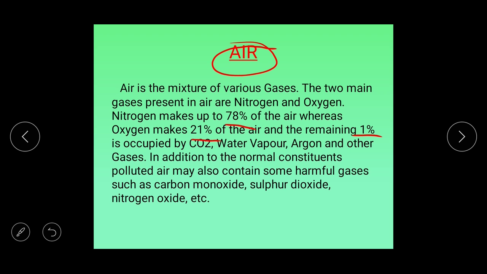the other gases. In addition to the normal constituents, polluted air may also contain some harmful gases such as carbon monoxide, sulfur dioxide, nitrogen oxide, etc.